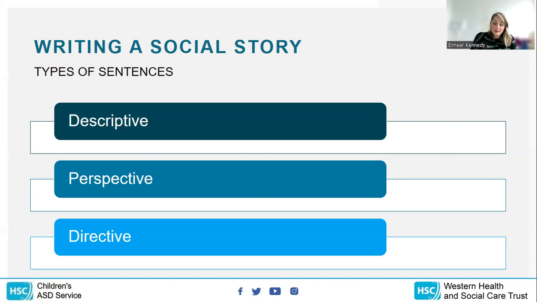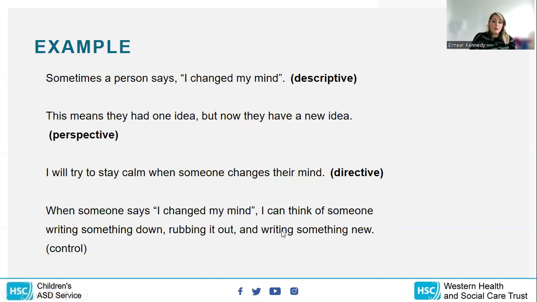And then lastly, your directive sentences. These suggest what the person should do or say, and they should be gently directing without being controlling. For example, I will try to line up with the rest of my class. When I feel angry, I will try to take a deep breath and count to 10. Or, it is okay to ask an adult for help with my work. You can also add a control sentence to identify strategies the child will use to recall the information in the story. So this little example shows you those types of sentences.